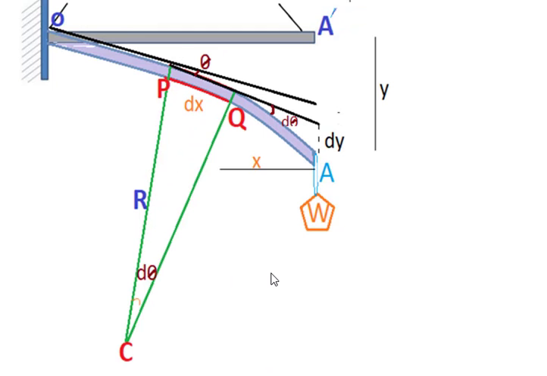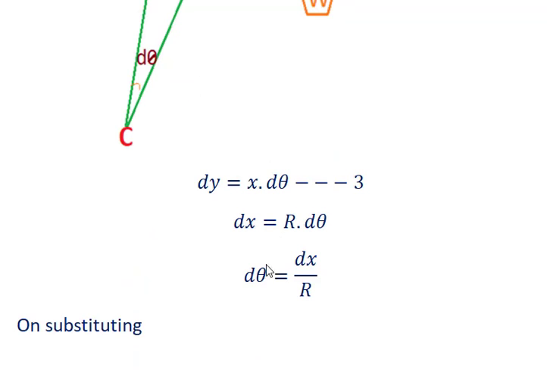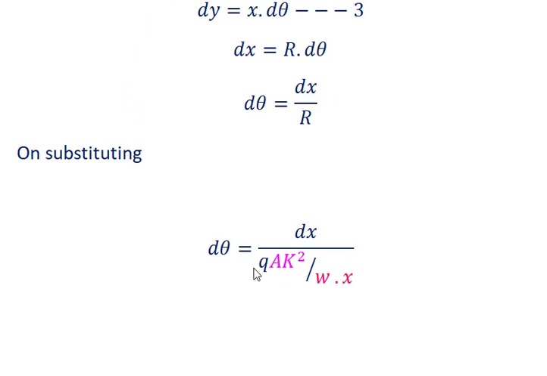And dx is equal to R into d theta. So, simplifying this, d theta is equal to dx by R. Now substitute the value of d theta in equation 3. So you get d theta equal to dx by R, and at the same time substitute the value of capital R.